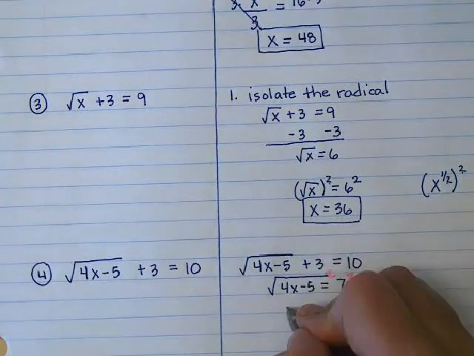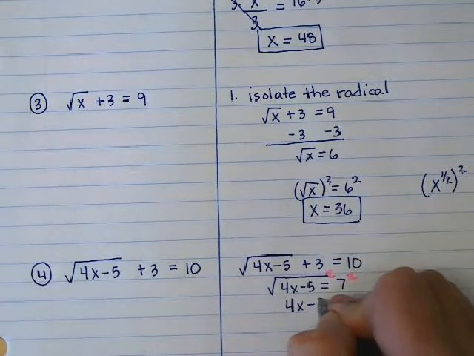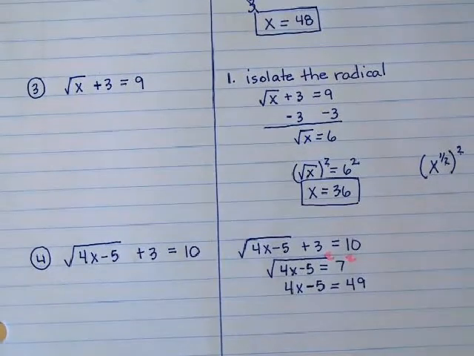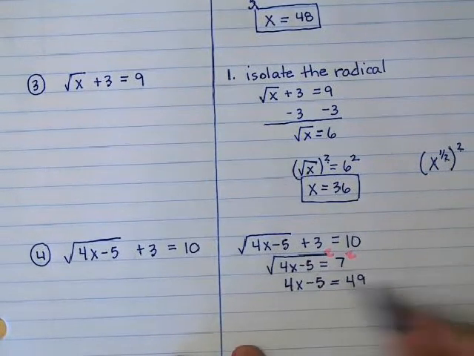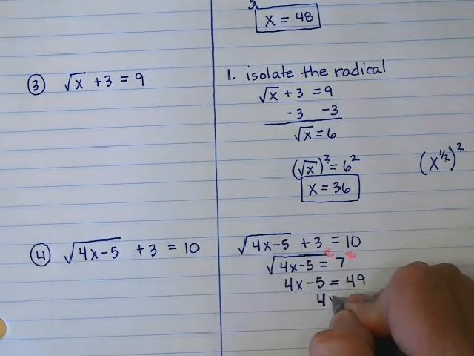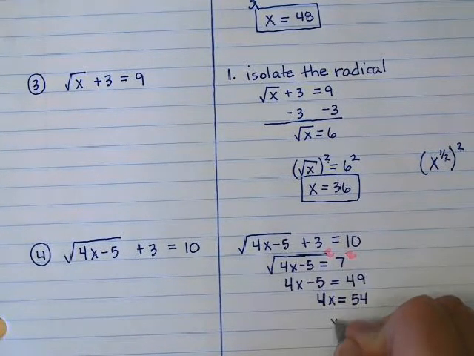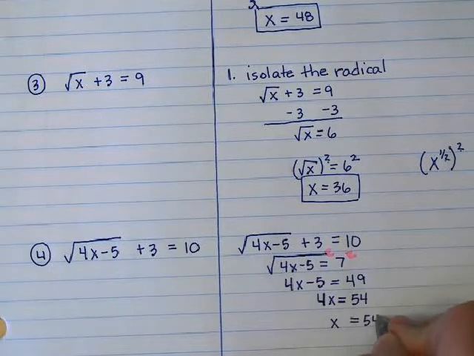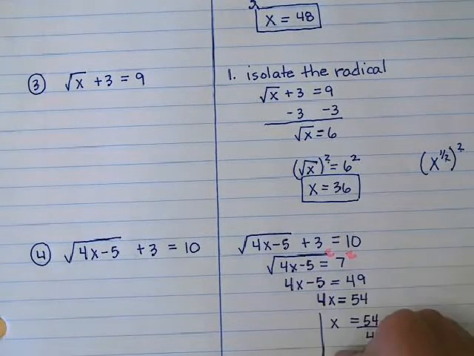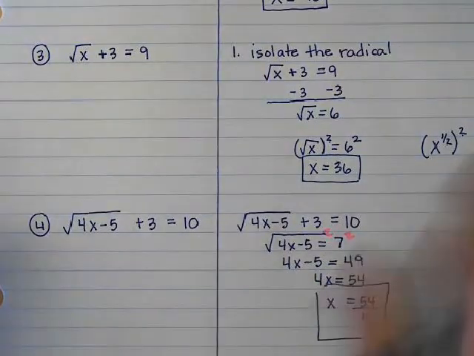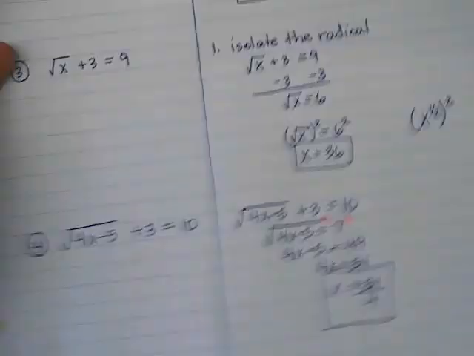Okay, well, this is just going to give me 4x minus 5. That's going to give me 49. Okay, got to isolate the x. Add 5 to both sides. Divide by 4. Ta-da! Okay, so again, a lot better, I think, than what we've been doing.